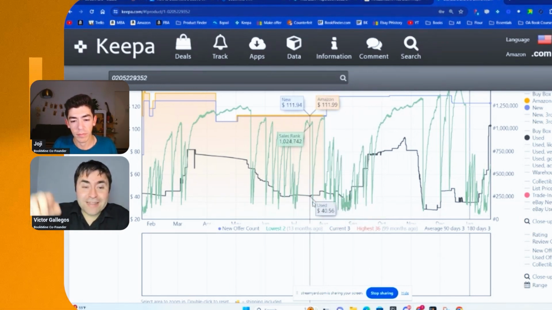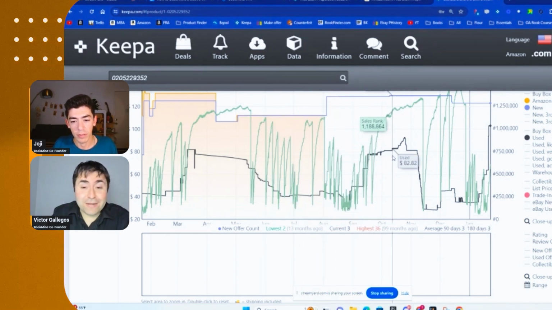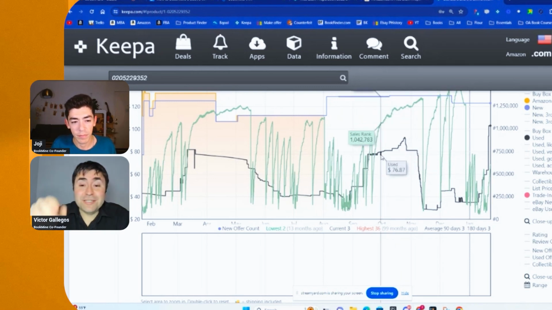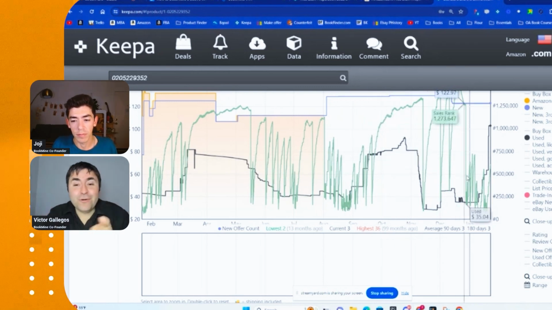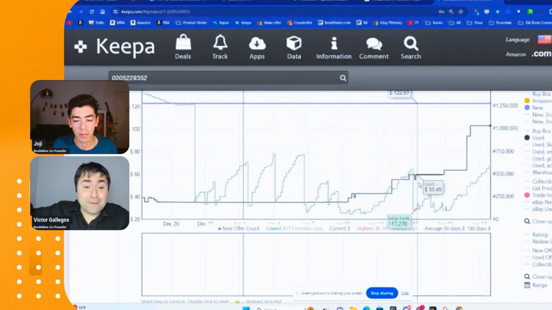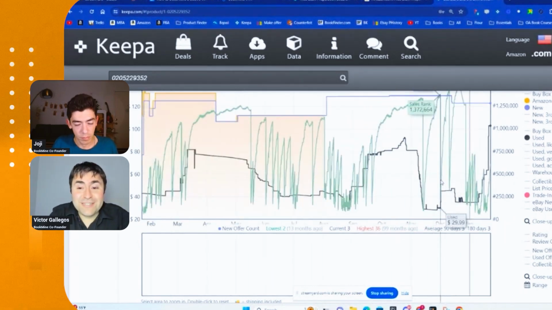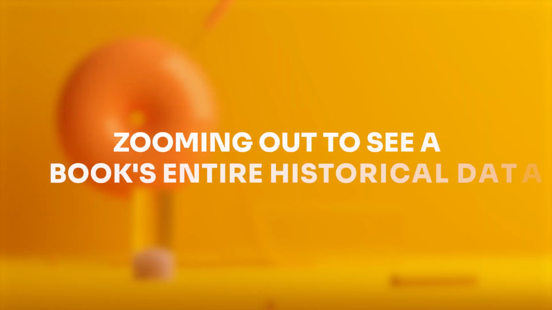Well, they'll see that black line that high and believe that they can sell it for that price, but they didn't do their due diligence and realize the book has actually never sold at those higher prices. Like, yeah, the price maybe went up there, but who cares if it doesn't actually sell? Every time it spikes, it doesn't sell.